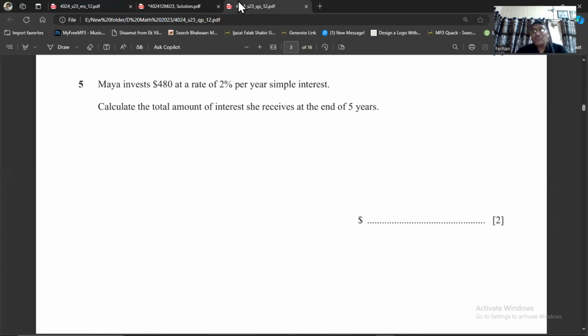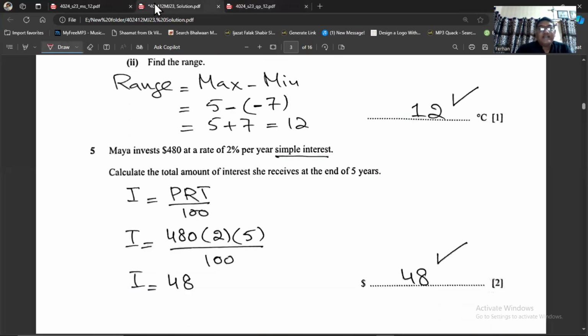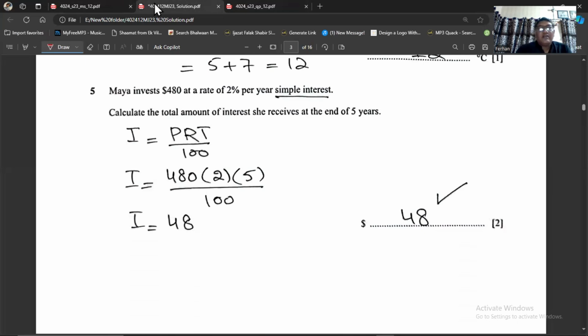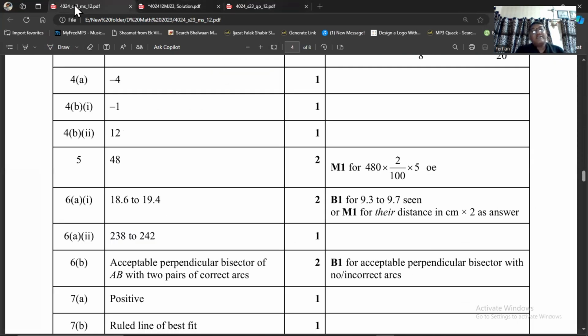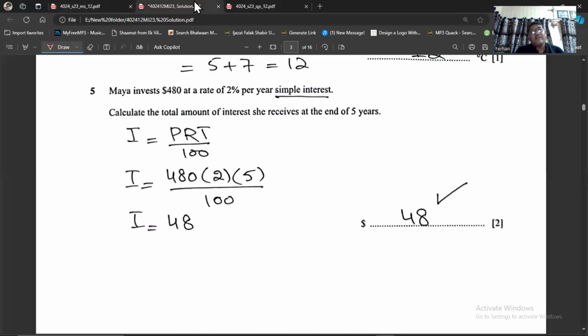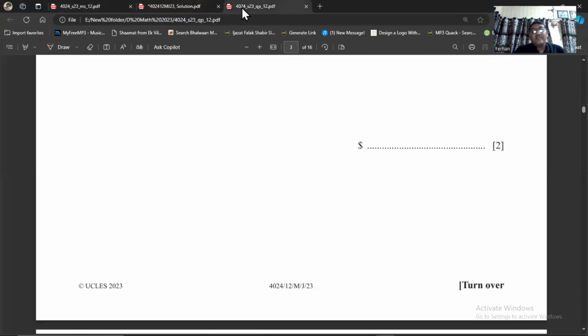The amount is equal to the principal plus interest, and the simple interest is PRT divided by 100. Sorry, they ask us for the total amount of the interest only. So I will simply calculate the interest, and interest is equal to PRT by 100. The principal amount is 480, the R is 2%, and the time is 5. So 480 into 2 into 5 divided by 100, and that will be 48. $48 will be the interest which you will get after 5 years. So this is how question 5 is done.